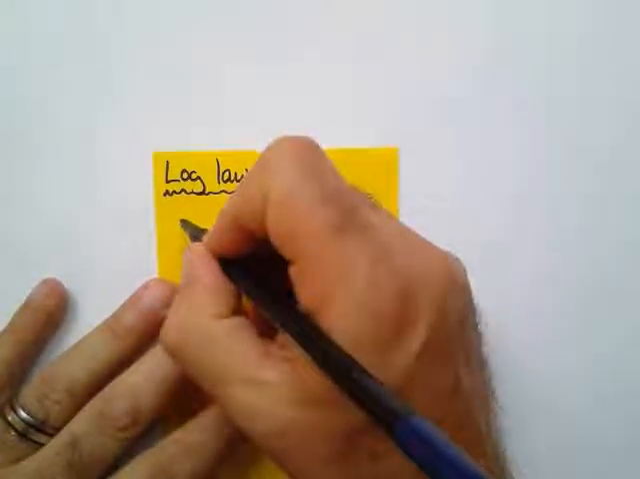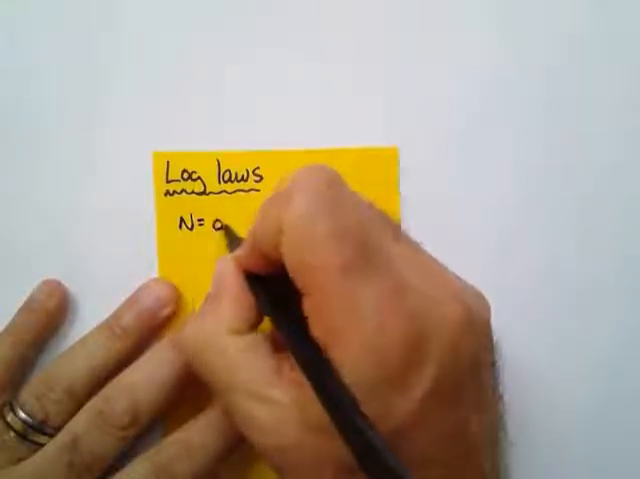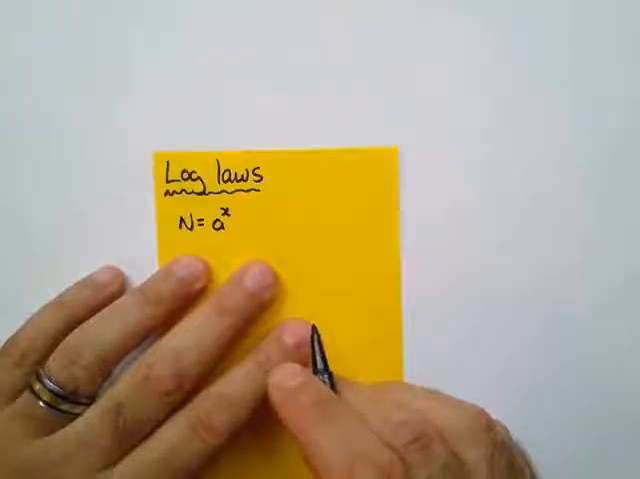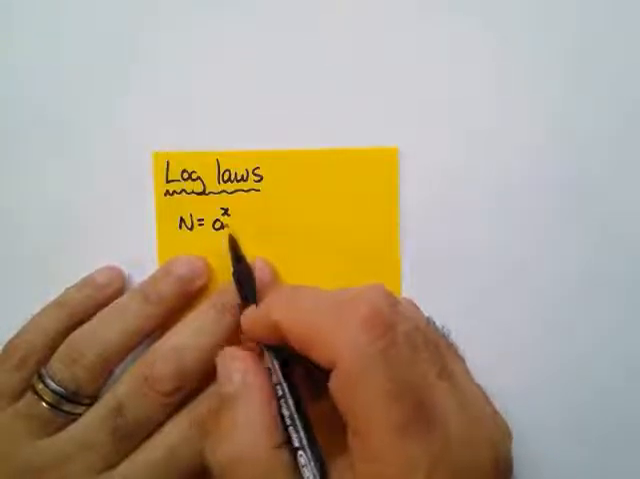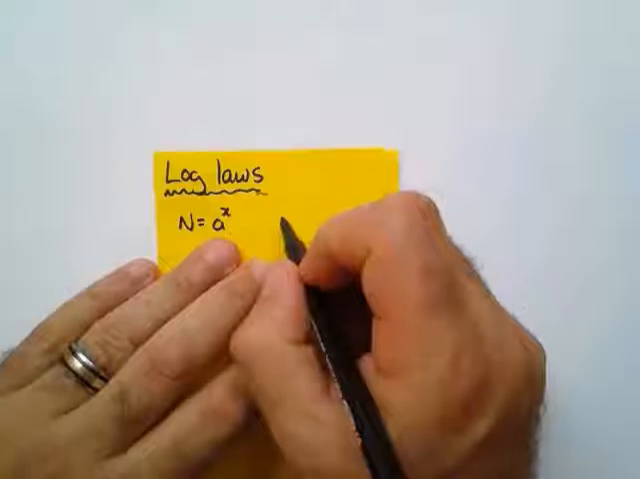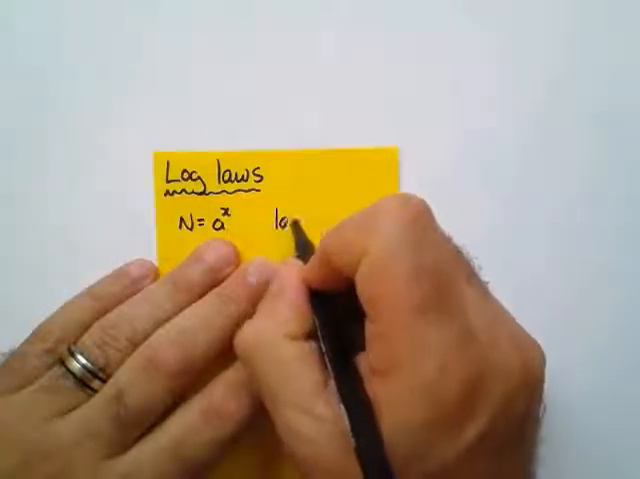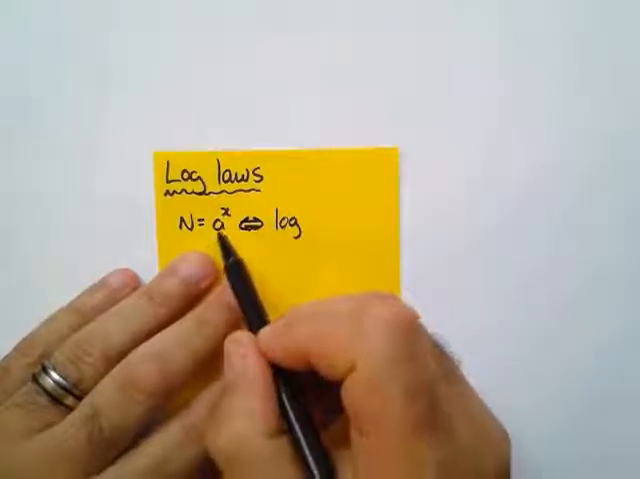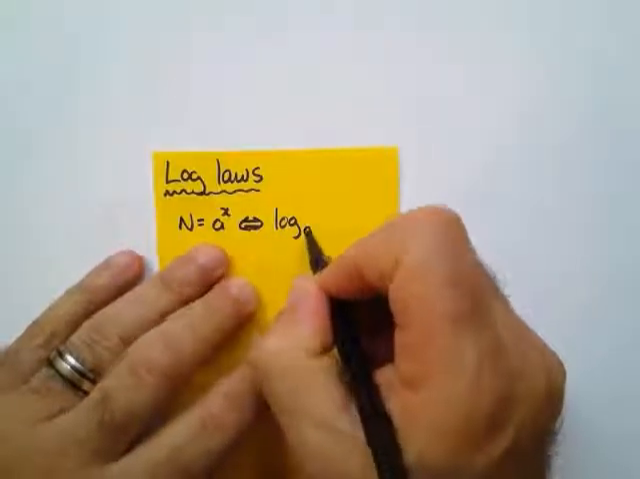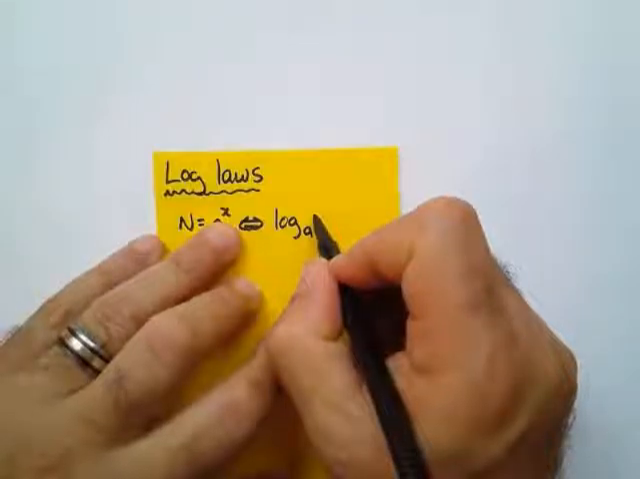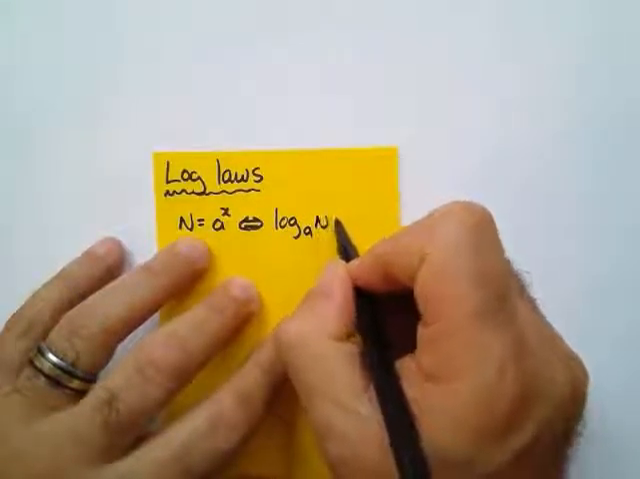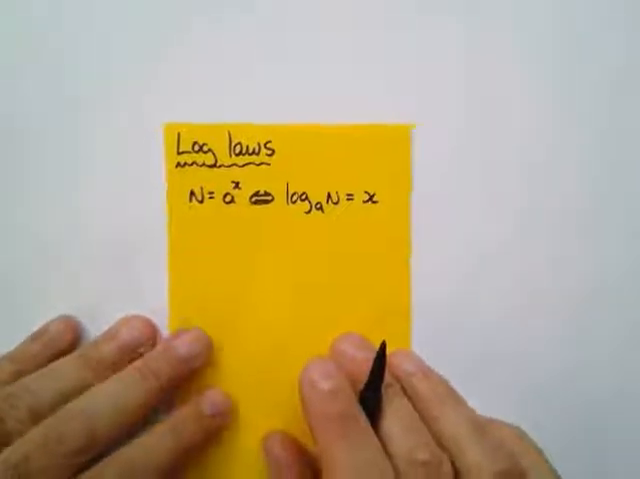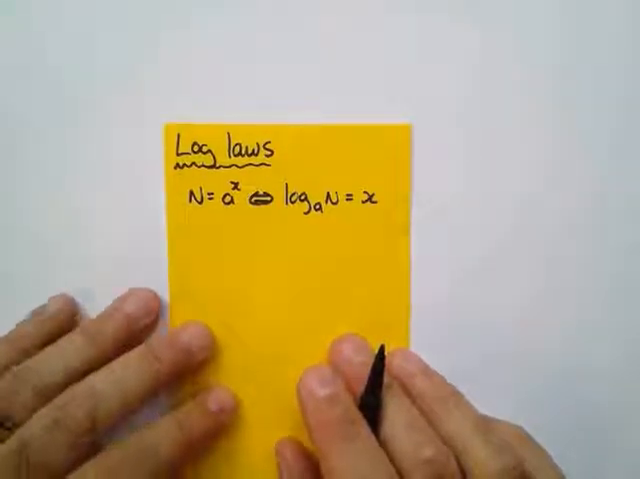So I'm going to say when n equals a to the power x, if I rewrite that from exponential form into log form, I say my base is a, so I'm going to say log, base a, my exponent is n, and that equals x. So that's the first thing that you need to know, how to switch between the two.